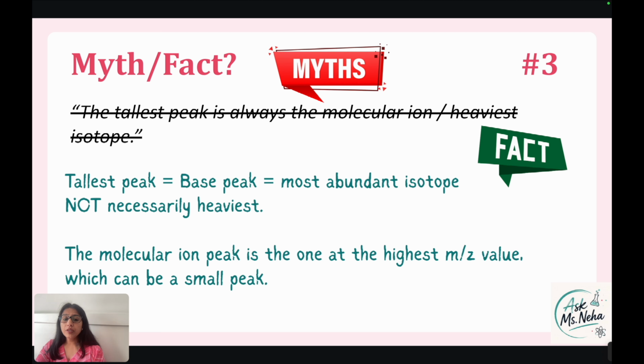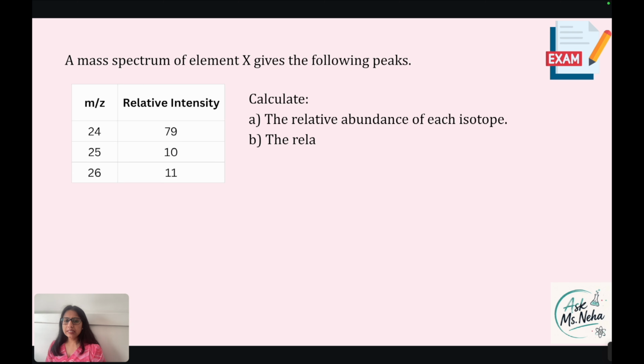The molecular ion peak is the one at the highest m by z value, which is definitely the heaviest isotope, but it can be small or big. It is going to vary with the data we have. Let's apply this on an exam style question.